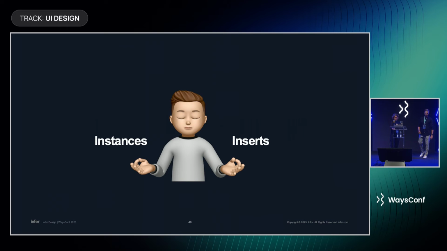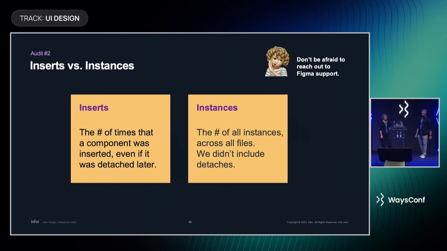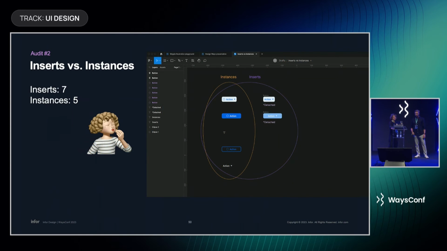And we had two options. We could meditate and think about how to solve it and what the difference is. But maybe that's not the best way to solve problems, especially with Figma. So we decided to ask Figma support, and again, they were very helpful and gave us a pretty simple definition of inserts and instances. We decided to use inserts as our parameter to measure in our second audit. Here is an example of the difference based on button components. It means that inserts include both detached and not detached components.